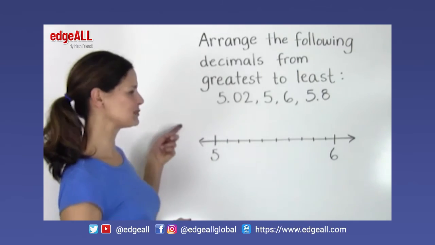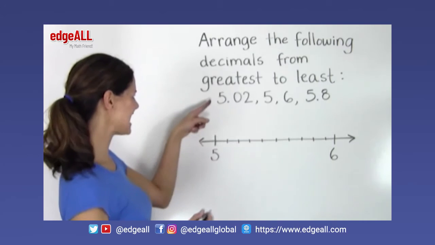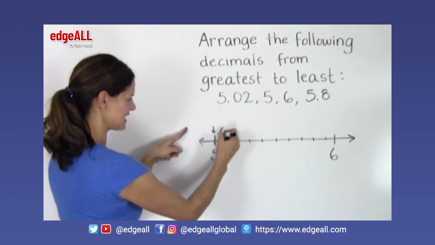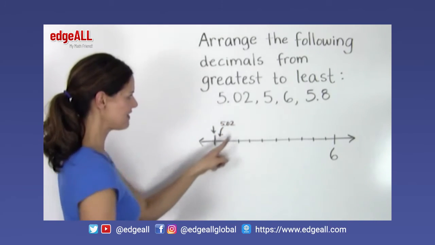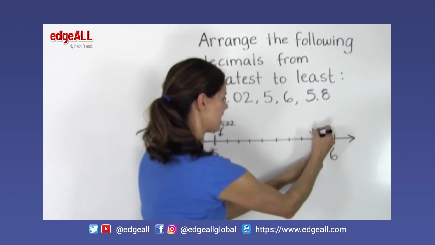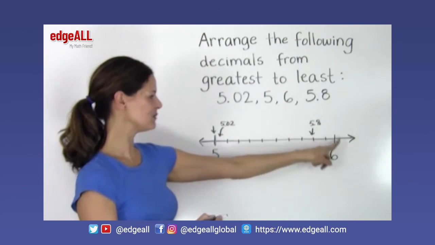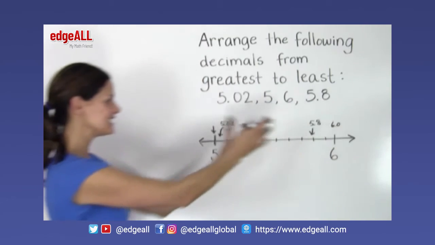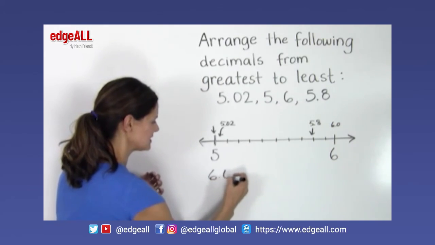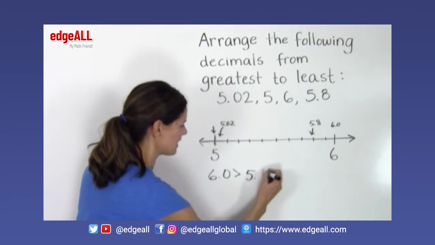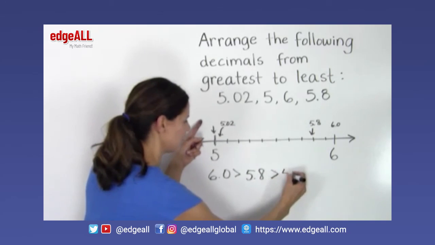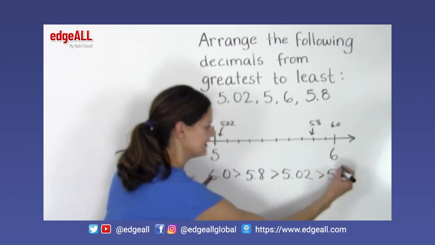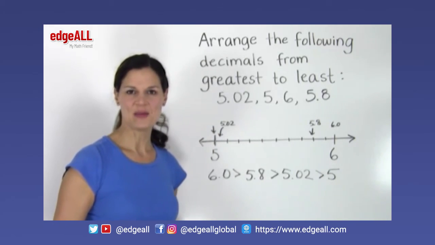We could also graph this problem onto a number line and we'll see that our solution is the same. So my 5 is right here. 5.02 would be next, right here. And then 5.8 would be clear up here, 5.8 on the number line. And my whole number 6 would be right here. I would see that if I'm looking at my decimals from greatest to least, I've got 6.0 is greater than 5.8, is greater than 5.02, is greater than 5. And I'd see that I have the same solution by graphing it on a number line.